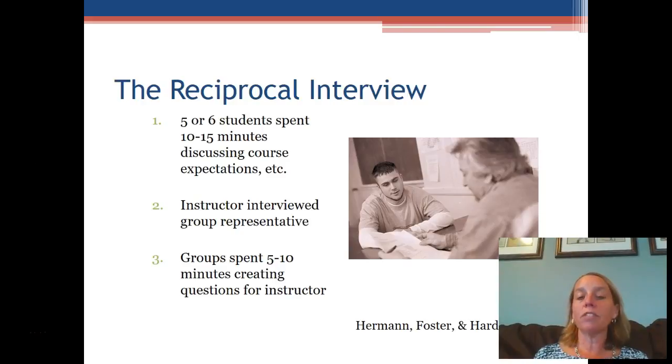Well, they had about 5 or 6 students, and the activity took about 10 or 15 minutes for the first part, where they discussed the course expectations and things of that nature. Then the professor went around and interviewed somebody from that group who represented the group about what they learned about the course expectations. But then the reciprocal part was that group then got to interview the faculty member. So it was all focused on course expectations. So you were certainly getting oriented to the course as well as getting to know one another.